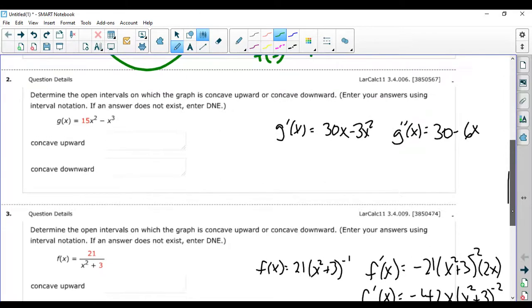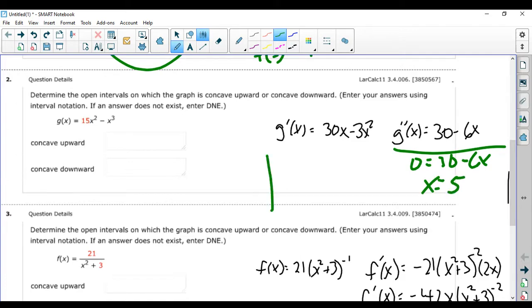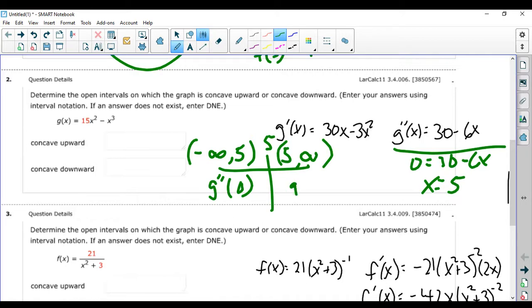Next one. The next one, the second derivative is 30 minus 6x. So that equals 0 when x equals 5. So we'll go over to our chart and find the second derivative, say at 0, that's in this interval. And then the second interval will pick something greater than 5.